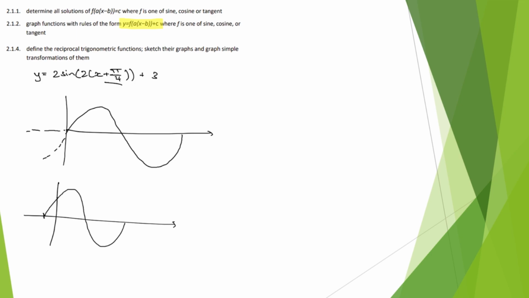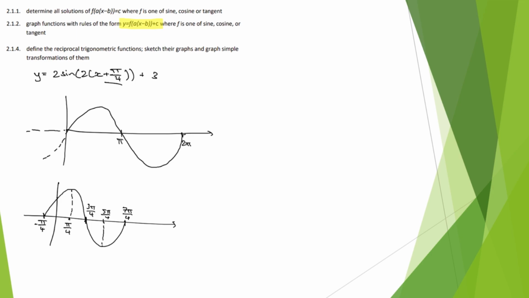And so this now starts at negative pi on 4. This is at the point pi on 4. This, which was previously at pi, is now at pi minus pi on 4, which is 3 pi on 4. This point here, which was previously at 3 pi on 2, is now at 5 pi on 4. And this point, which was previously at 2 pi, has now been shifted pi on 4 units to the left to 7 pi on 4.